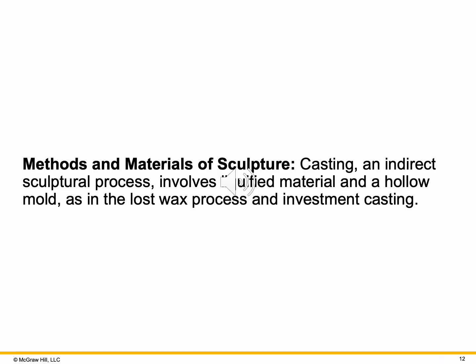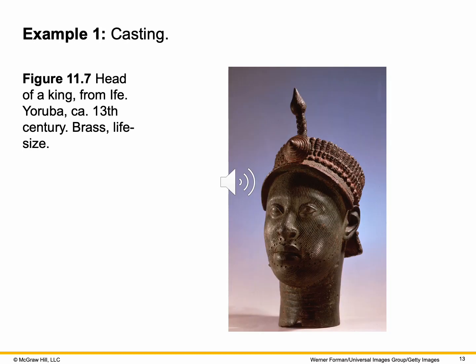Methods and materials of sculpture. Casting is an indirect sculptural process. It involves liquefied material and a hollow mold, as in the lost wax process and investment casting. In contrast to modeling, casting seems like an indirect method of creating a sculpture. Sometimes the sculptor never touches the final piece at all.